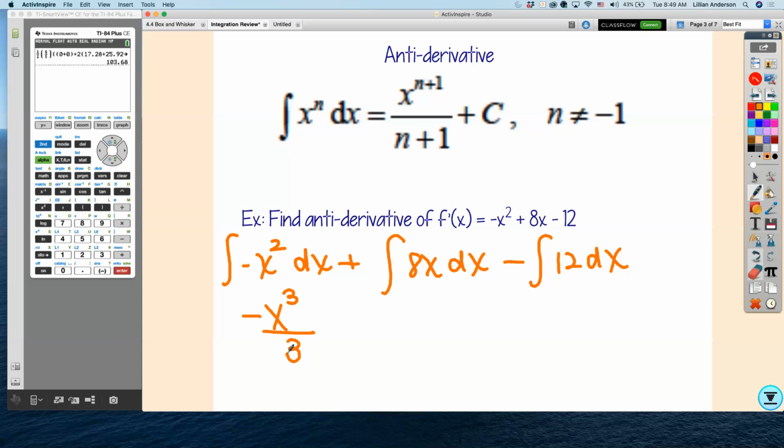What about here? What's the exponent on this x right here? 1. So then you add 1 to that exponent, that becomes 2. So this becomes 8x squared all over 2. And then this one doesn't have a variable. So how do I do the antiderivative of a constant?